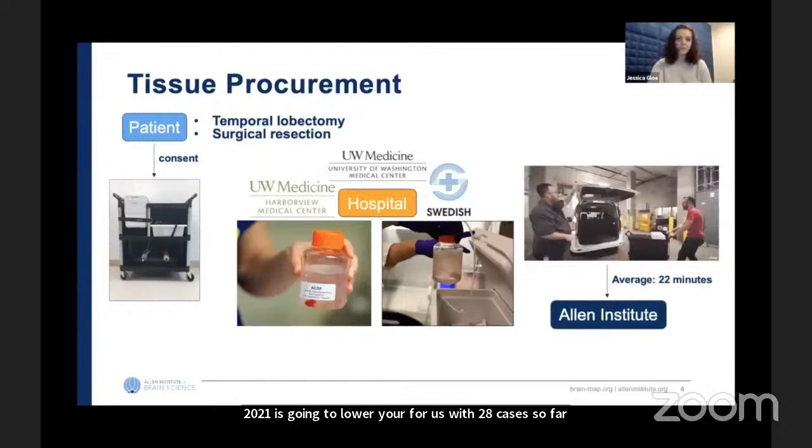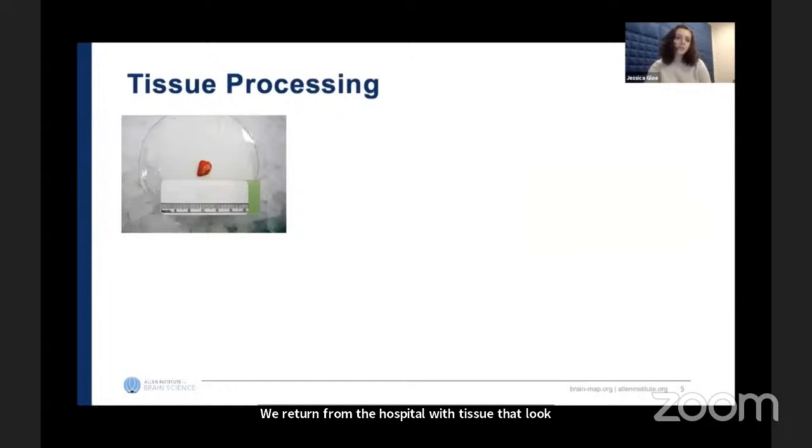We return from the hospital with tissue that looks like this. Patient data is anonymized, but the hospital does give us information about the patient's age, sex, medical history, and where in the brain the surgery was. This specific tissue with our cell of interest is from the right orbital frontal cortex of an epileptic patient who was 19 years old at the time.